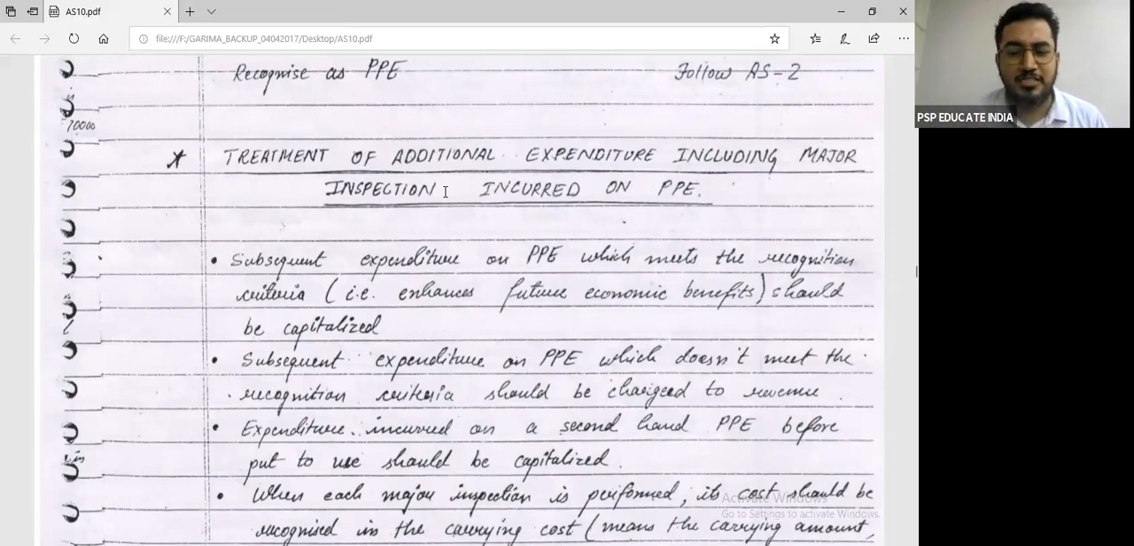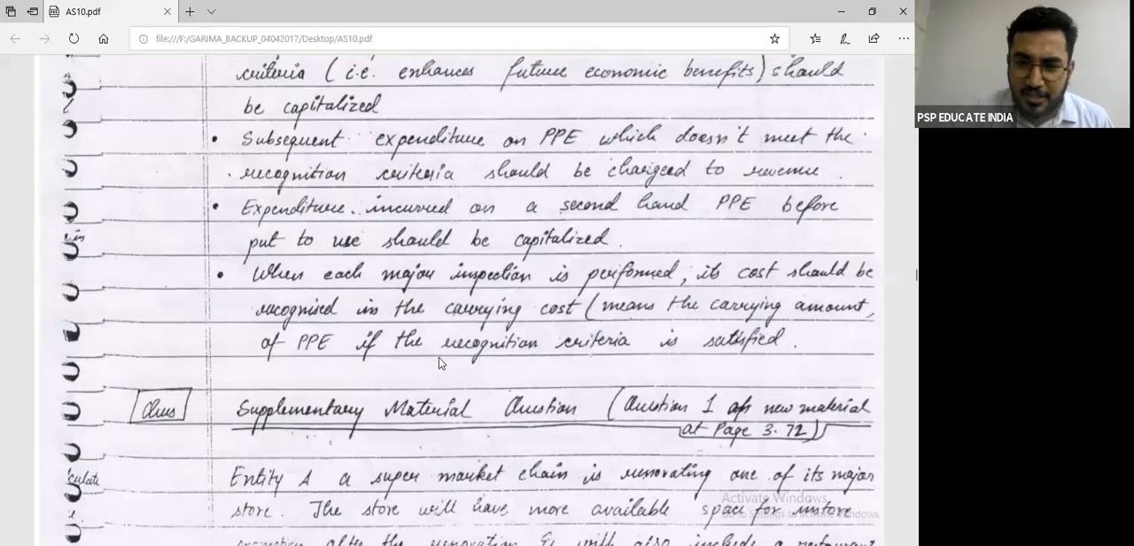Expenditure incurred on second-hand PPE before put to use should be capitalized. So this also we have studied earlier. Second-hand property, plant and equipment, before you put to use, capitalize. After you put to use, charge it to P&L. Next point, very interesting. When major inspection is performed, its cost should be recognized in the carrying amount of the PPE if the recognition criteria is satisfied. So major inspection ka cost will also be added to the cost of PPE if it satisfies the definition criteria.